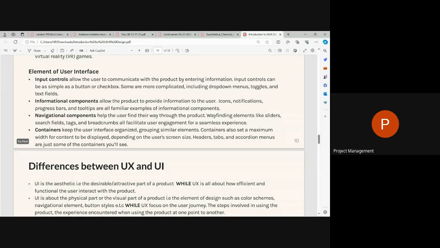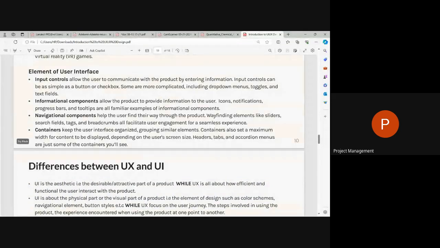So examples of these informational components, we have icons. Looking at some icons, even without labels on them, you'll be able to identify them as, okay, they are serving this particular thing. Some people put labels, even though it is best to put labels with your icons, and some may not put them because users are already familiar with them. Like when you see a settings icon, you already know what it's about. When you see a notification icon, you already know it is for notification. When you see a home icon, you know what it's about.